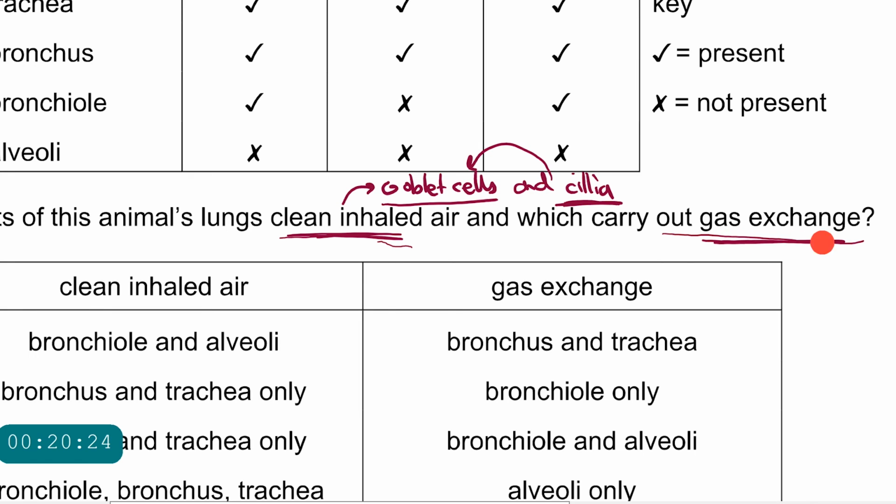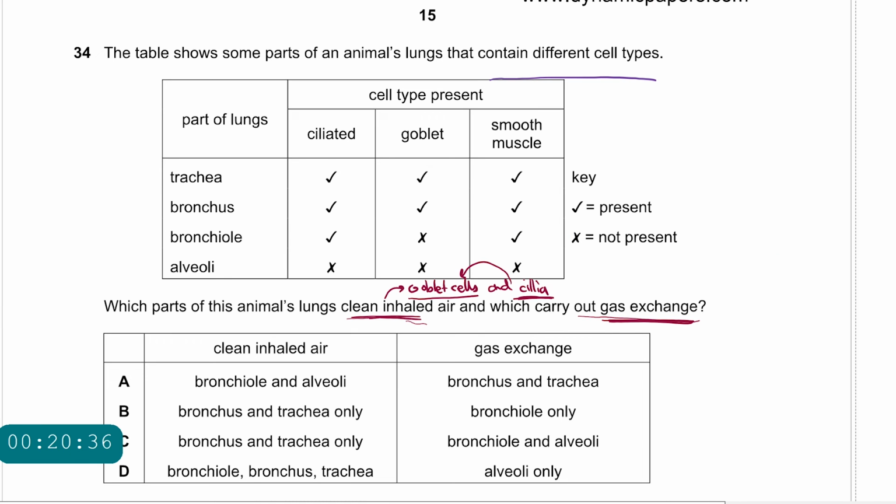And gas exchange is definitely carried out in the alveolus, where gases move down a concentration gradient. Therefore, we know that bronchioles have a small proportion of goblet cells. Bronchus has both goblet cells and cilia, and trachea also has goblet cells and cilia, so this is correct for clean inhaled air. Gas exchange is going to be alveoli because this is the gas exchanging site in animals. So D is definitely going to be the correct choice.